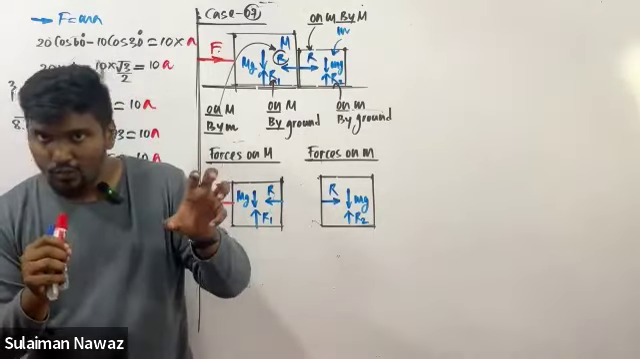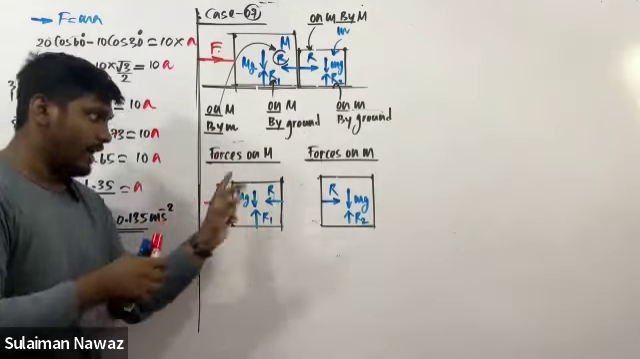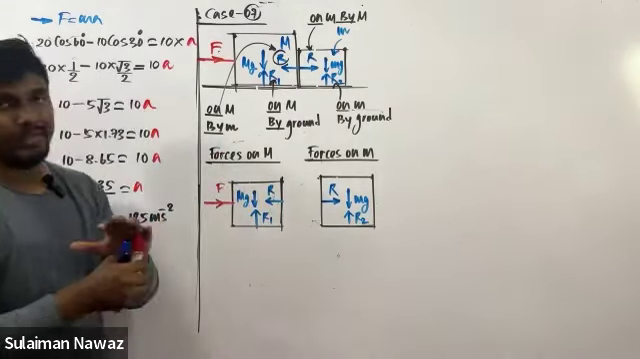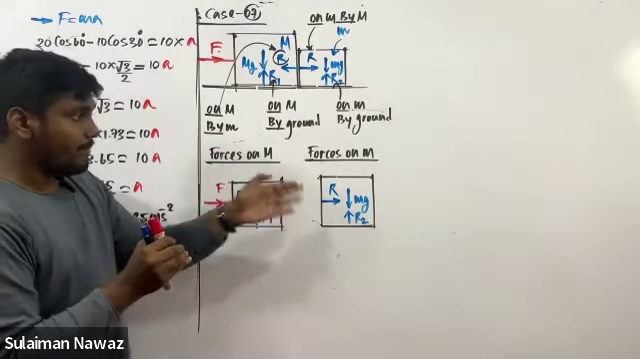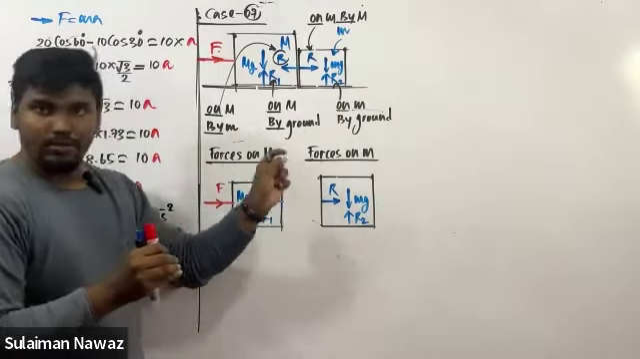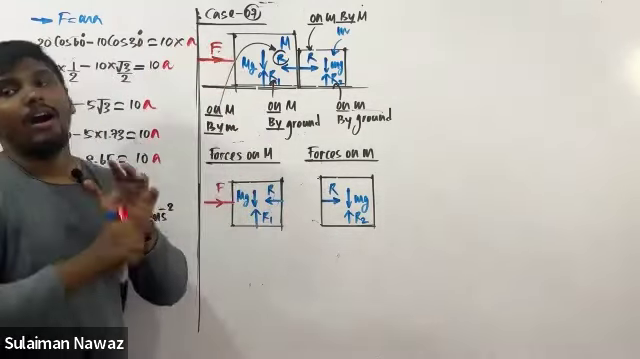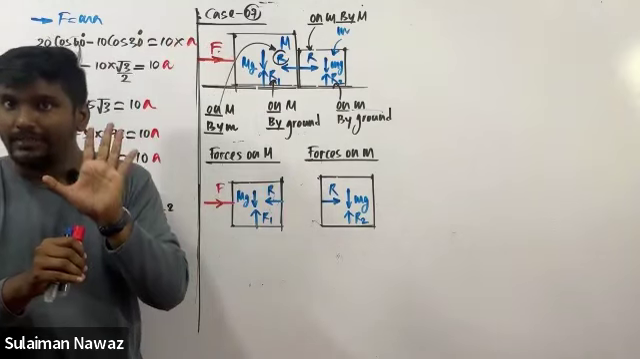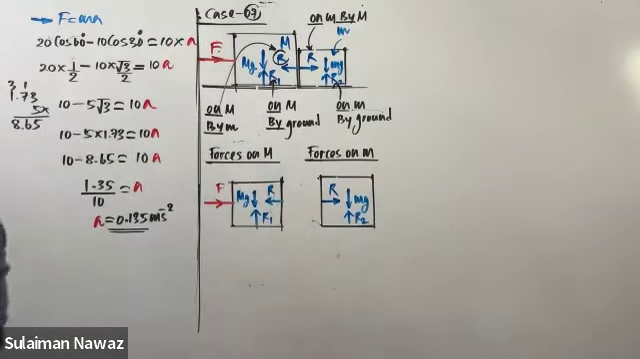If I separately ask you how many horizontal forces act on capital M, you will say there are 2 horizontal forces. If I ask separately how many horizontal forces act on small m, there is only 1. But if you consider the entire system as 1, how many horizontal forces act on the system? There is only 1, right?